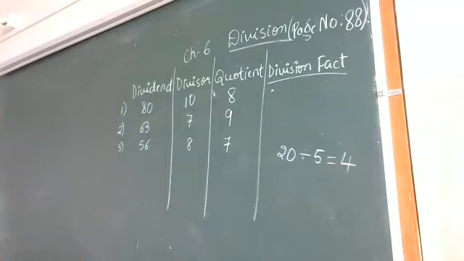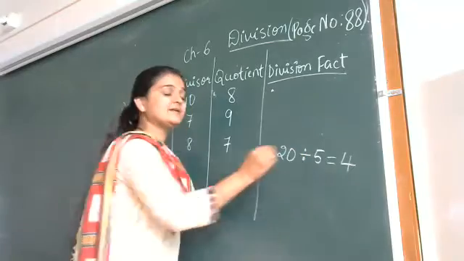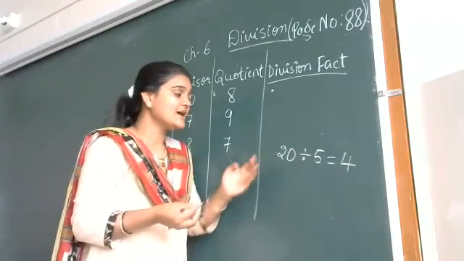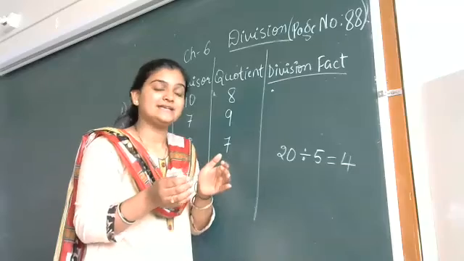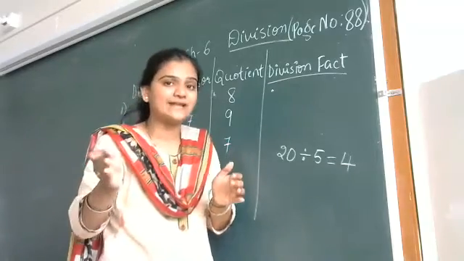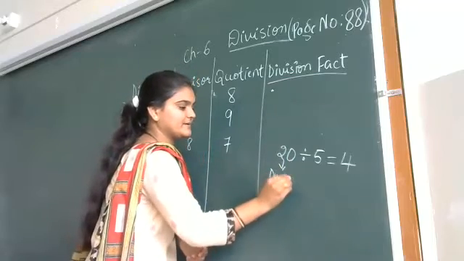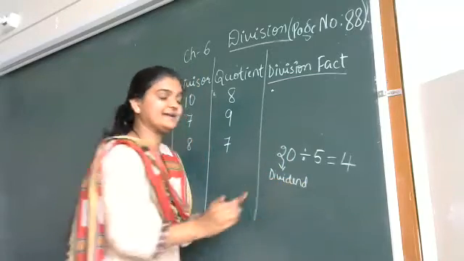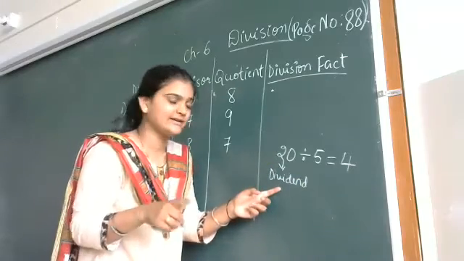What is 20? Dividend. Yes, very good. Why is it dividend? Because there are 20 chocolates to be divided. Yes. It is called dividend. Very good. The number that has to be divided is known as dividend. I am repeating it again: the number that has to be divided is called dividend.